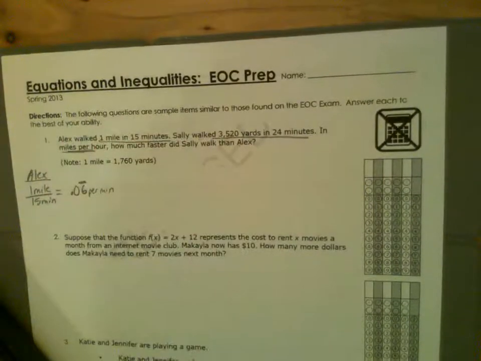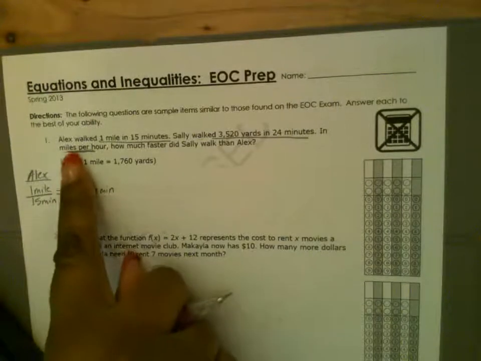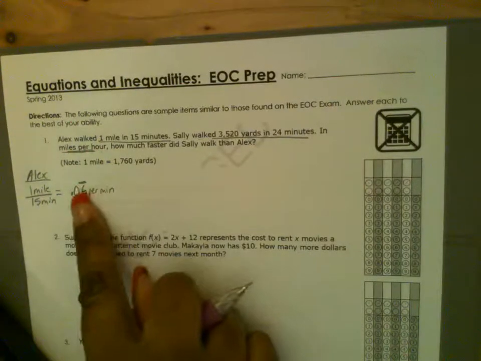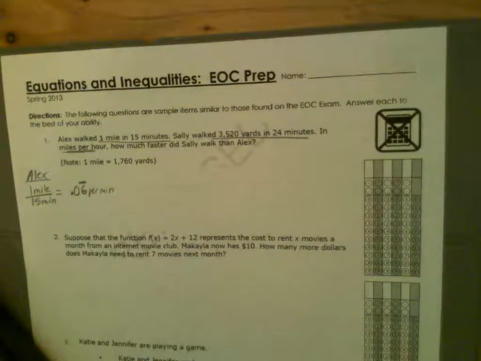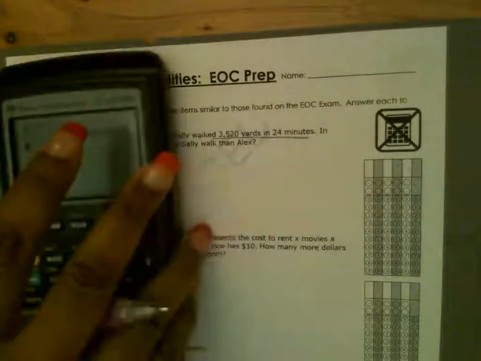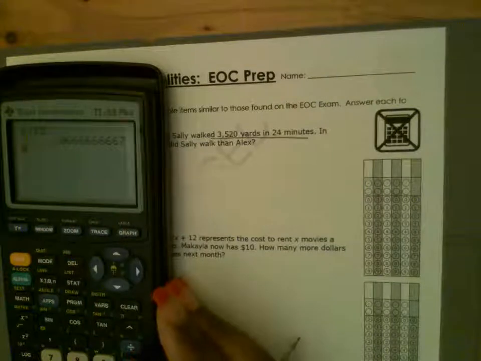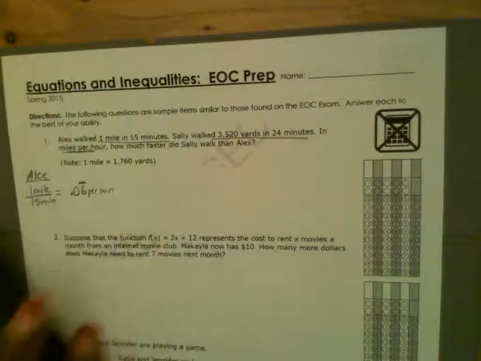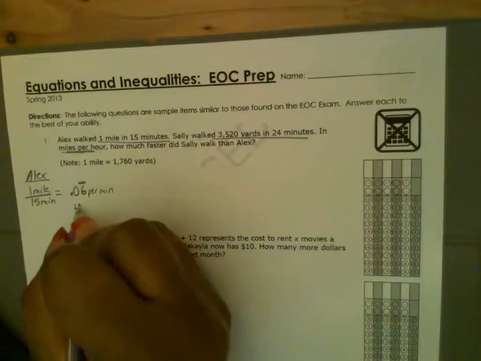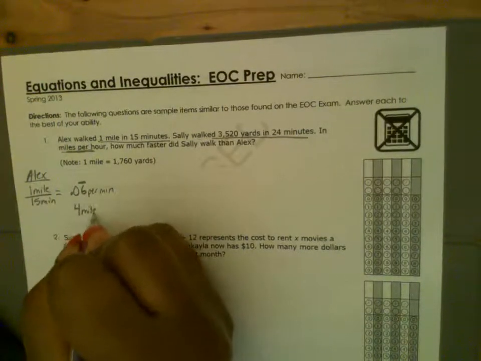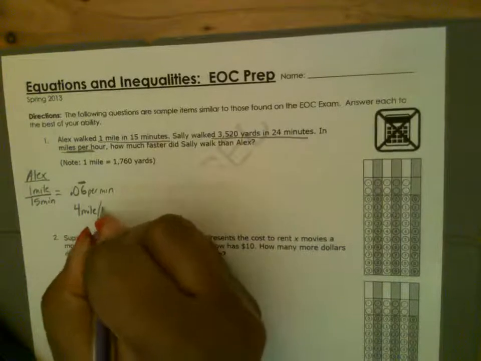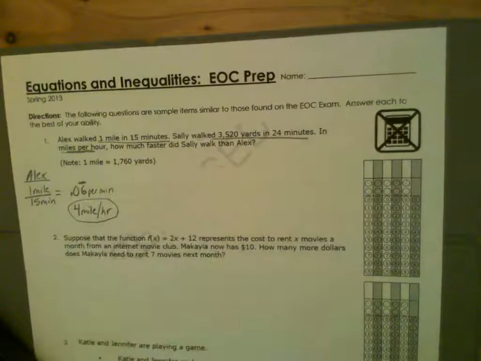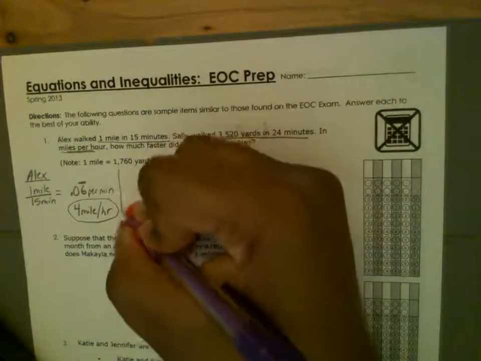So to figure out what it is in an hour, because it's miles per hour, we're going to multiply this by 60 minutes, because there are 60 minutes in an hour. So I'm going to say this amount times the 60 minutes, and that gives me 4. So it's going to be 4 miles per hour. All right, so this is Alex's time. So now we've got to figure out Sally.